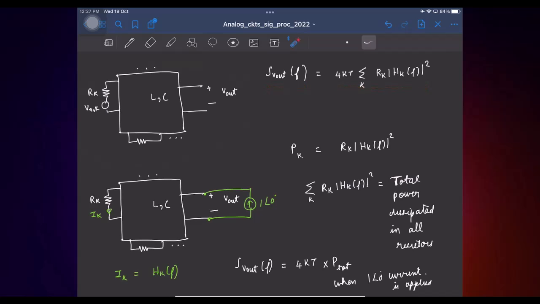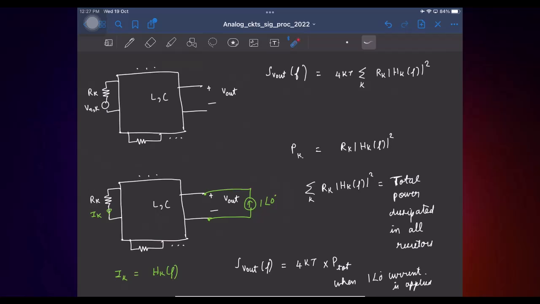Now, what we did was we used reciprocity. If I have control sources, what should I do? This will become the adjoint, but this result is still valid. I can inject the current, measure the current, and that will give me H_k.